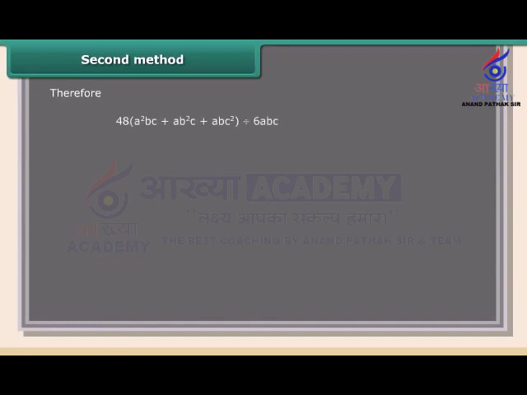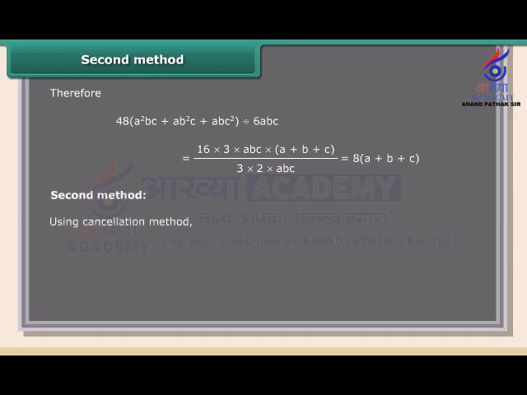Therefore, 48 into a square bc plus ab square c plus abc square divided by 6abc is equal to 16 into 3 into abc into a plus b plus c upon 3 into 2 into abc is equal to 8 into a plus b plus c. Second method, using the cancellation method.